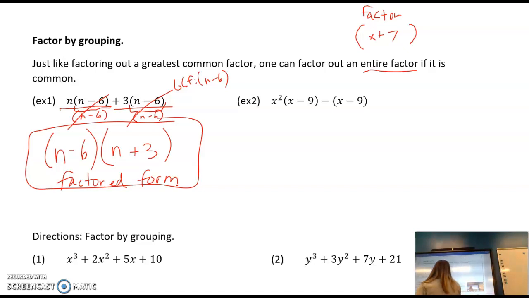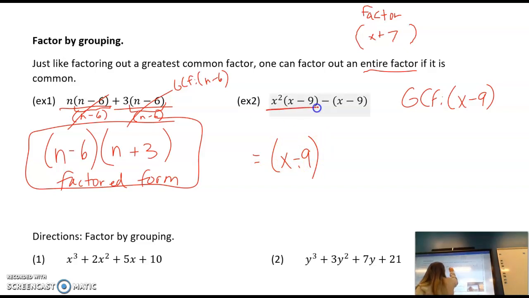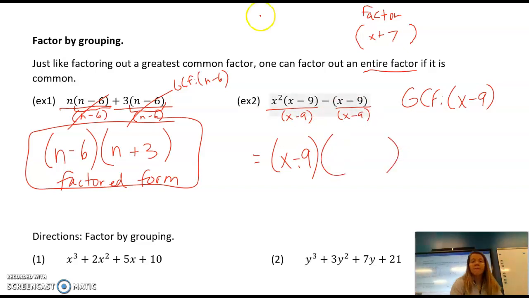So x squared times x minus 9 minus x minus 9. And right off the bat, our GCF is x minus 9. It is what is in common, right? It's the greatest common factor. So I factor out the x minus 9 out of both terms. And when I do that, I need to put whatever is left over.